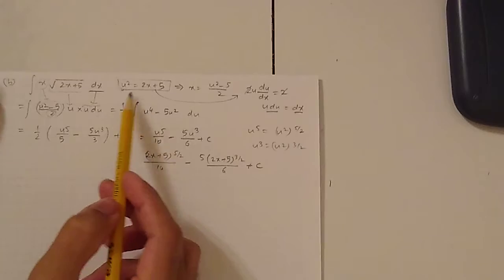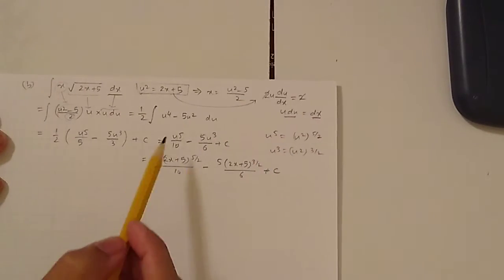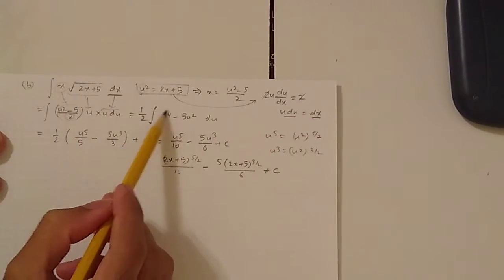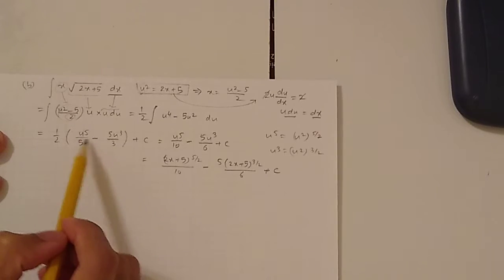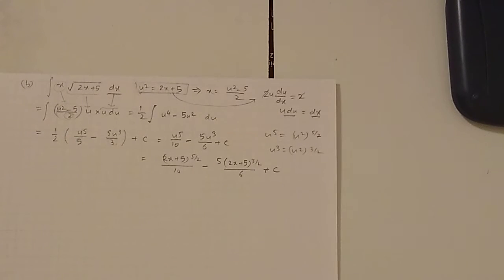Over here, using u squared equals 2x plus 5 gave us whole powers 4 and 2, and we did not have fractions to deal with. So definitely depending on your substitution, sometimes using all substitutions will work as long as you can integrate it, but some substitutions might be easier. They might make your problem even easier than other substitutions.